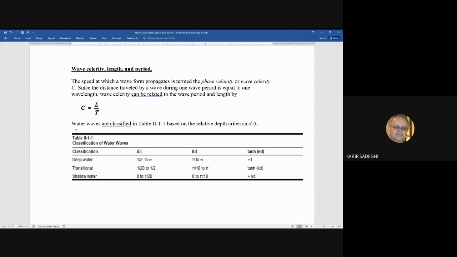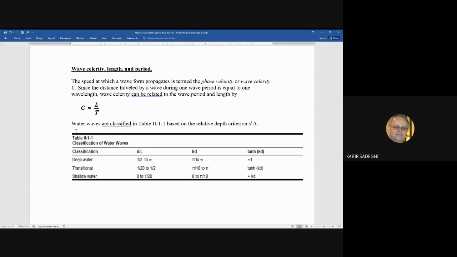Therefore, we will now review wave celerity, wavelength, and wave period. The speed at which a wave form propagates is termed the phase velocity or wave celerity, which is shown by C. Since the distance traveled by a wave during one wave period is equal to one wavelength, wave celerity can be related to the wave period and length by the following equation.